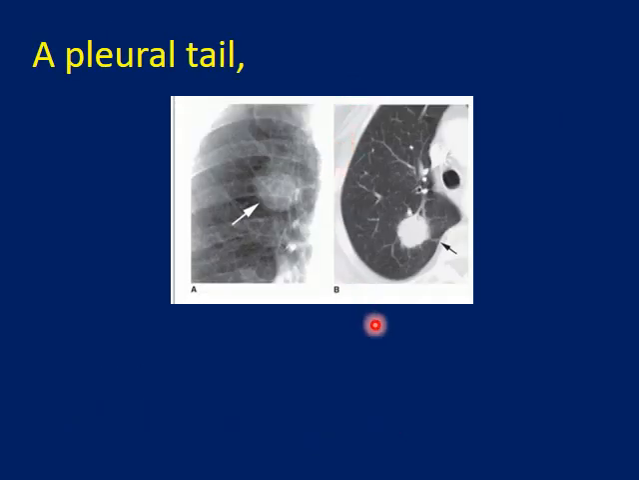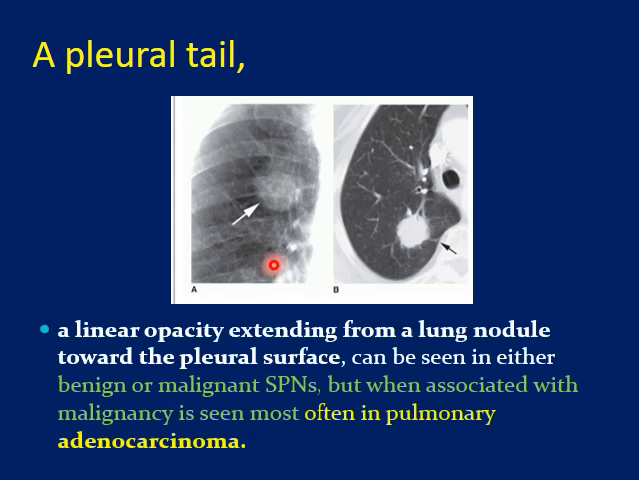Pleural tail. What is meant by pleural tail? One of the lines goes from the lesion to touch the pleural surface. Okay, you can see it in CT more easily than in X-ray. It is a linear opacity extending from the lung nodule toward the pleural surface. It can be seen in either benign or malignant lesions, but when associated with malignancy, it is seen most often in pulmonary adenocarcinoma.